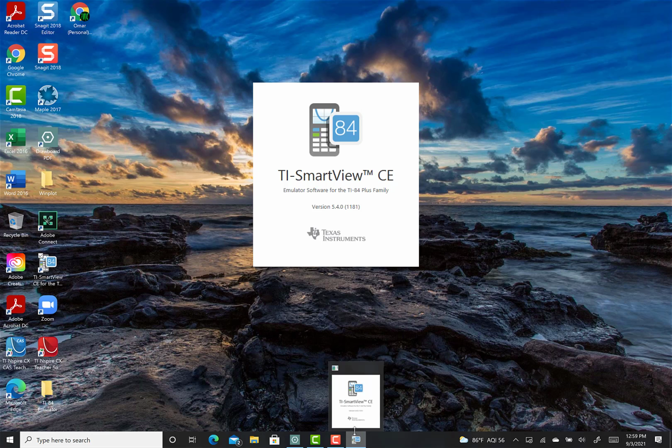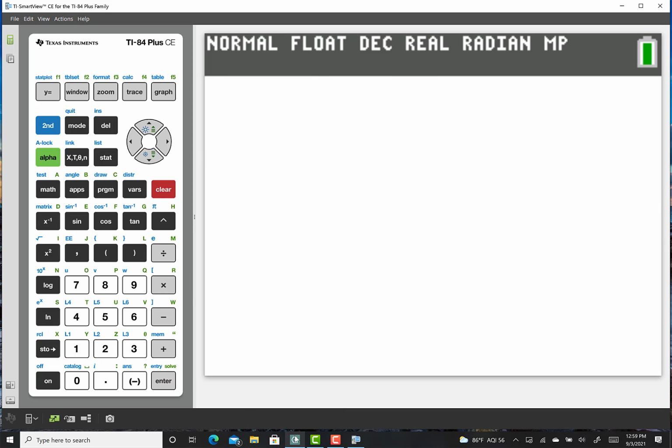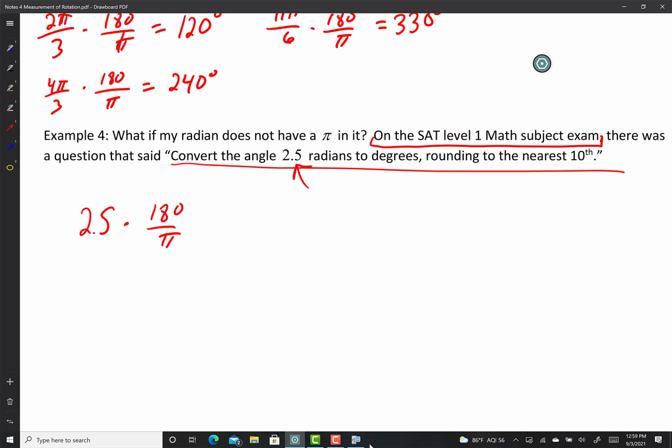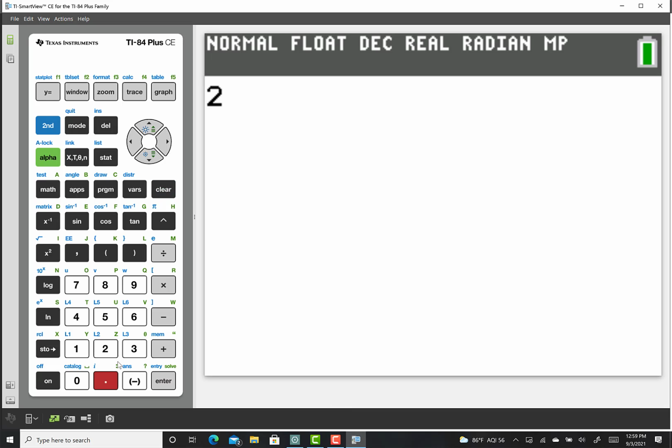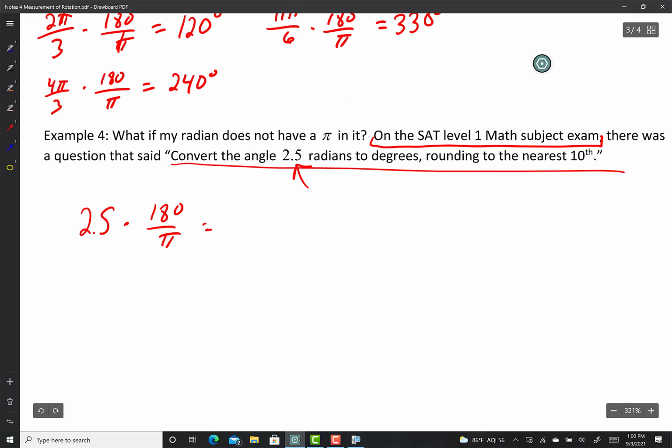Don't worry, guys, we'll get to some really exciting stuff right now. And 2.5 times 180 over pi. There it is. And I said nearest tenth, so we're going to write 143.2, and then put the degree symbol.